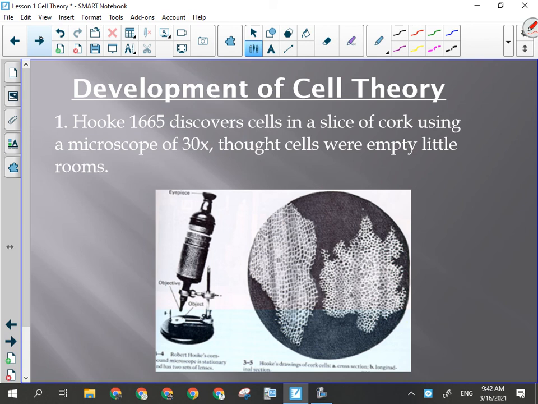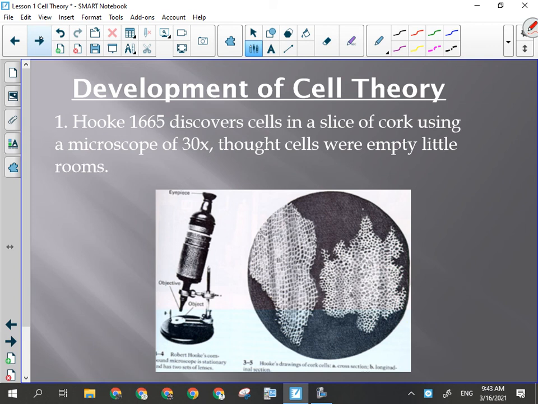He put 2 lenses in a row, put them the right distance apart, found that light was bent, and the effect of that bent light was to magnify things. So he's like, oh, cool, this makes stuff bigger. I'm going to look at stuff under this thing that I just built. And so he put a piece of cork that he had sliced underneath the microscope.